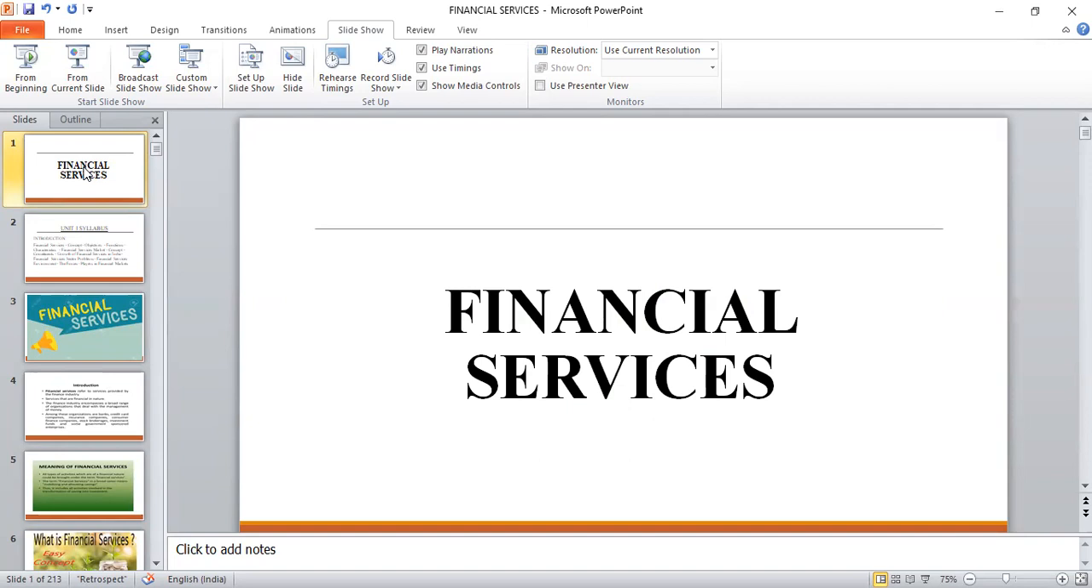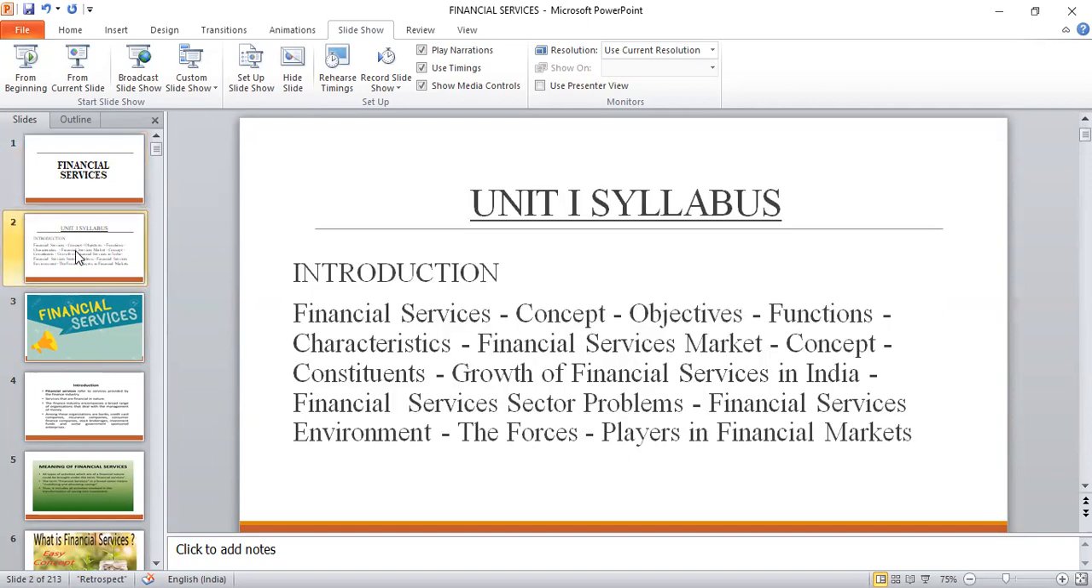Today we are going to start our first unit of our subject called Financial Services. So, what are we going to learn from unit 1? It's going to be an introductory part. In this introductory part, we are going to learn what financial services are, the concept of financial services, the objectives of financial services, the need to set up financial services, then the functions of financial services and then the characteristics of financial services. So this is one part.